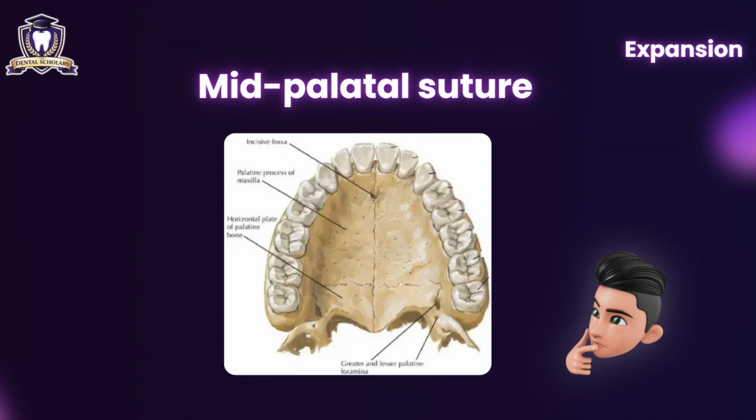How is this mid-palatal suture formed? Mid-palatal suture is formed between the palatal processes of maxilla and the horizontal plates of the palatine bone. As we all know, maxilla is not a standalone bone. It is surrounded by a number of cranial and facial bones. So, any maxillary expansion procedure is not just going to affect the mid-palatal suture, it is also going to affect the circummaxillary suture.